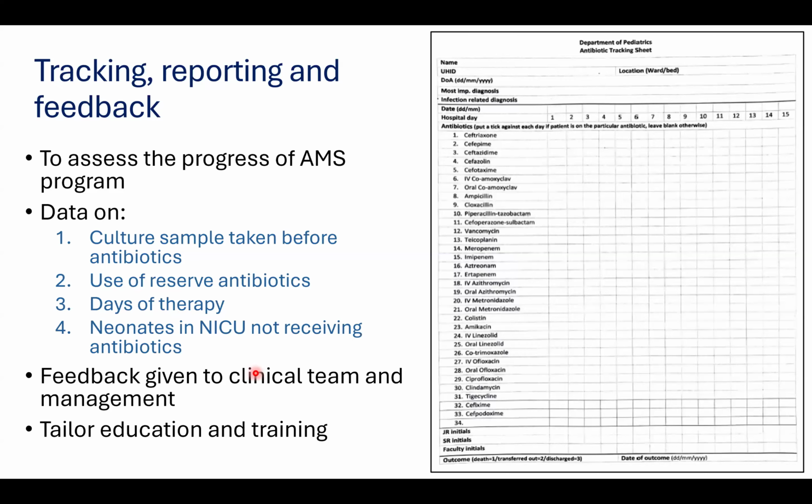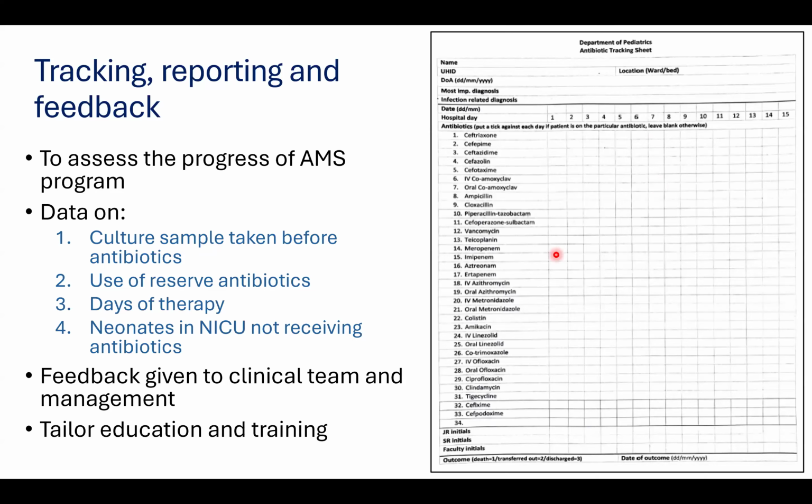They can implement mechanisms, they can plan the education, if this is a common problem that is happening. So for example, a common problem could be that our cultures are growing a lot of contaminant organisms. Then the management will plan that I need to have a refresher training for the staff on how to collect the culture sample in an aseptic manner, so that contamination is not there. So without tracking, reporting and feedback, the program becomes very difficult to monitor, whether it is helping or not helping, what can be done, and what specific measures can be implemented.